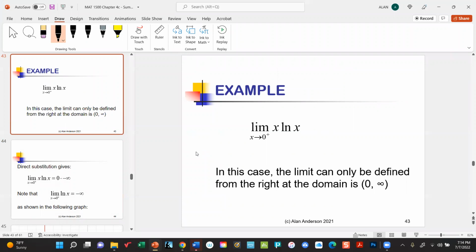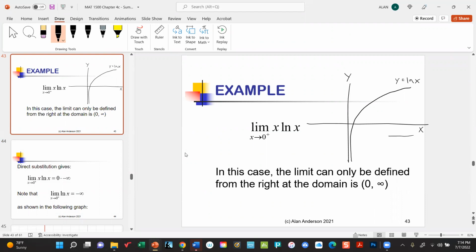Now, here's an interesting one. Remember, logs are a little tricky because of the way the log function works. As we approach from the right, you can see that the vertical axis is an asymptote. But here we don't have just log x, we have x log x.